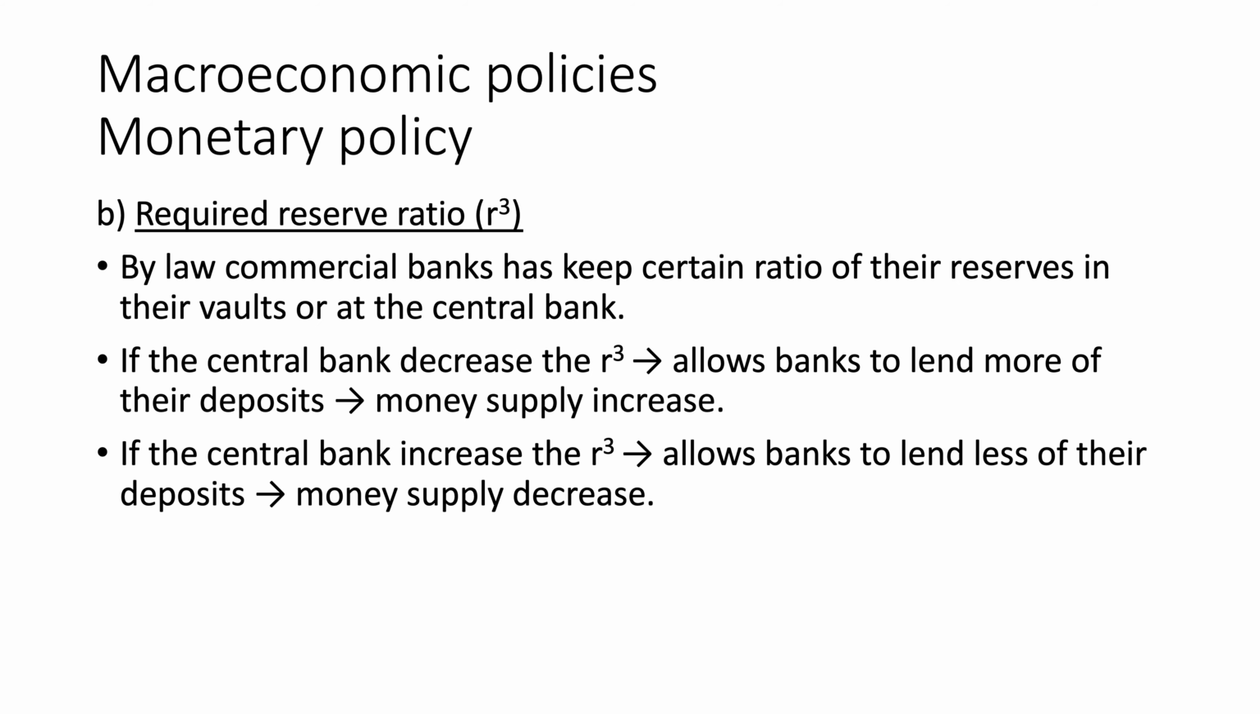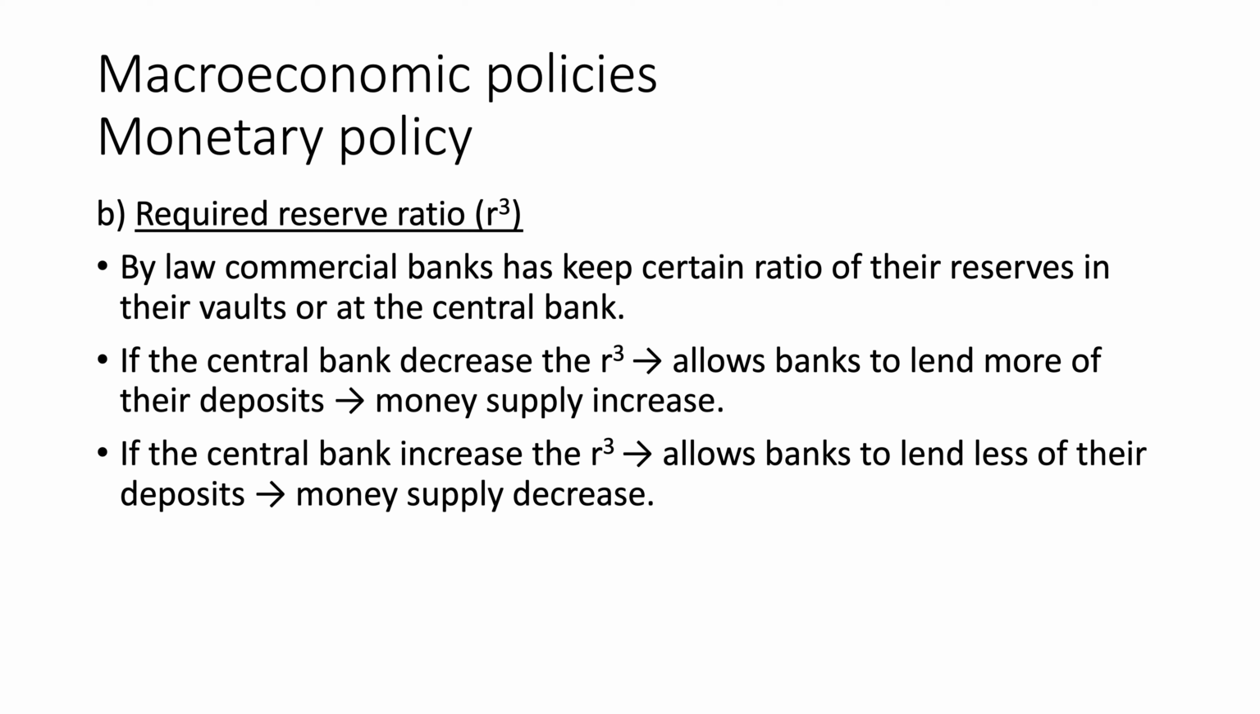Then second is the required reserve ratio, or we call it RRR as well. By law, each commercial bank has to keep a certain ratio of the reserves in their vaults or at the central bank. And that ratio is determined by the central bank. If the central bank wants to increase the money supply, it is going to reduce the reserve ratio. So if the central bank reduces the reserve ratio, it means that banks have more reserves available for lending purposes, and the money supply increases.